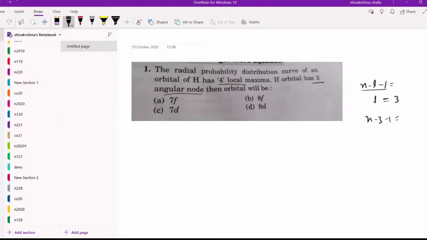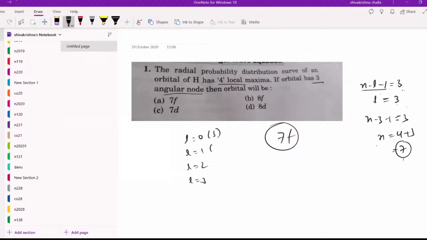The maxima are 4, then automatically radial nodes are 3. That is n minus L minus 1 equal to 3. Already it is said angular node L is equal to 3. You put L equal to 3 there. Then n is equal to, you bring that side, 4 plus 3, that is equal to 7. If n is equal to 7 and L equal to 3, that is 7F. Why? Because L equal to 0, 1, 2, 3 are S orbital, P orbital, D orbital, F orbital.